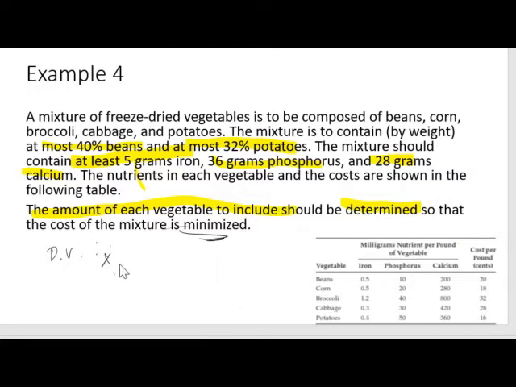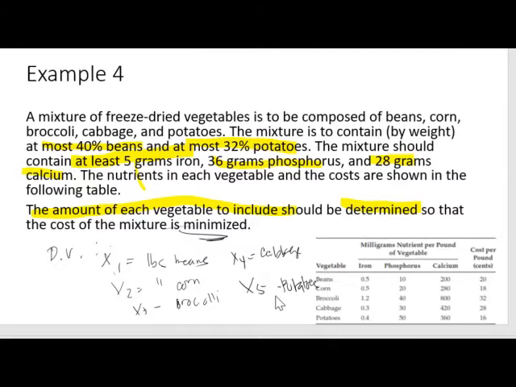So ang x1 natin ay pounds of beans, x2 ay corn, x3 ay broccoli, x4 ay cabbage, x5 ay potato. Okay, punta na ako sa susunod, doon na tayo mag-analyze.